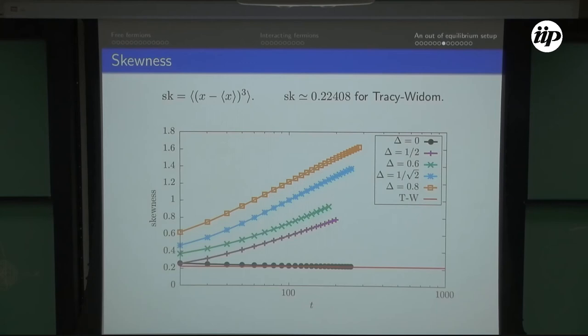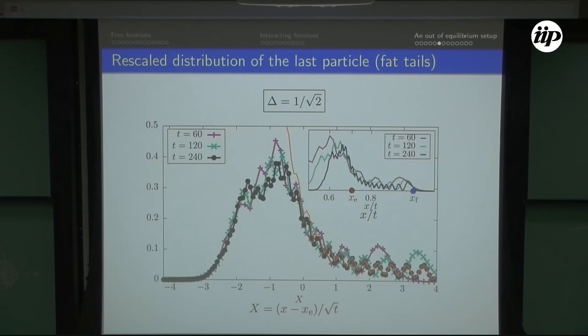Yes. I think it's lattice spacing probably. Yes.